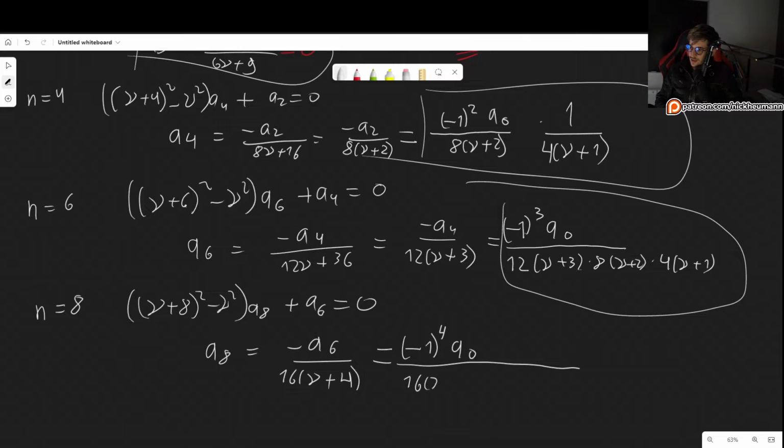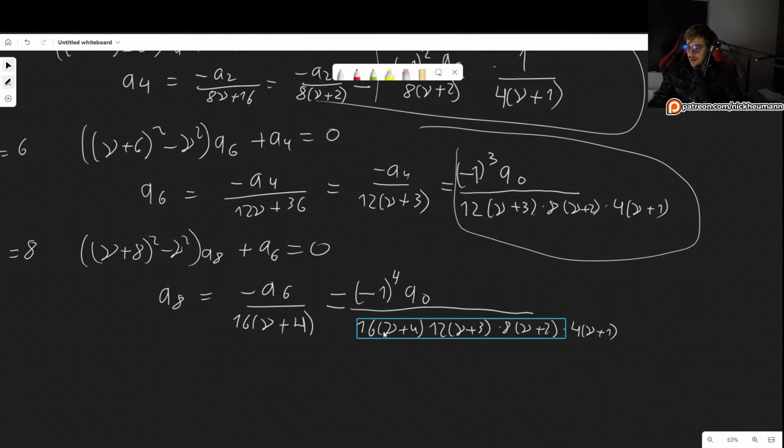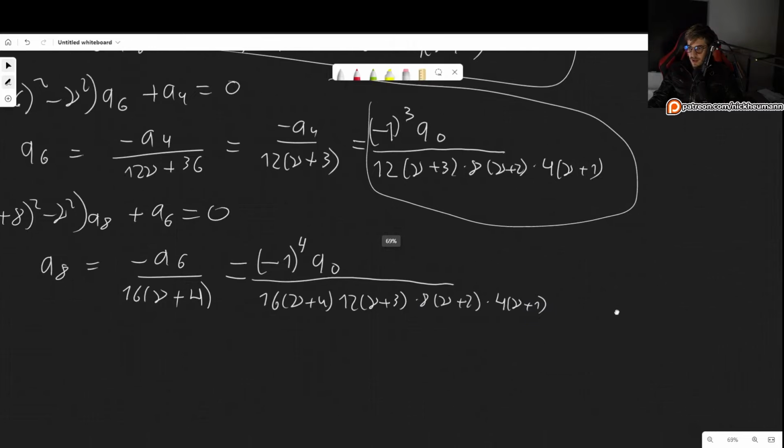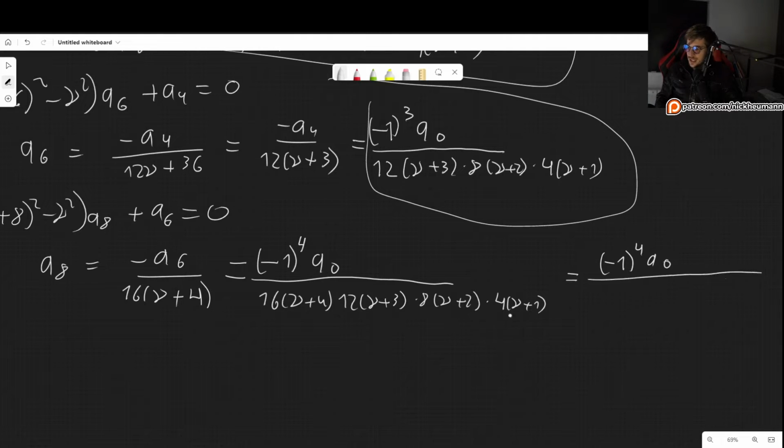So 16 nu plus 4, 12 nu plus 3 times 8 nu plus 2 times 4 nu plus 1. Now let's take a look at this. We have a lot of powers of 4 in the denominator, so perhaps let's factor out some of it. The numerator will be the same, minus 1 to the 4th power A0. But now let's factor out 4, right? All of them are multiples of 4.